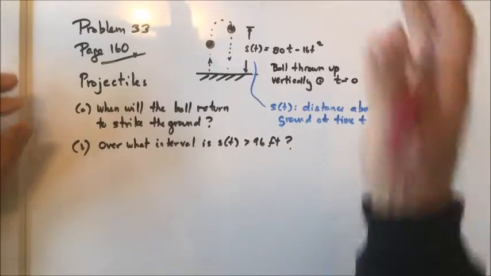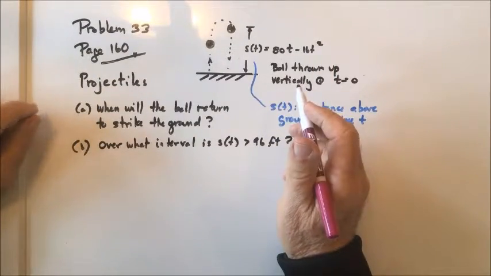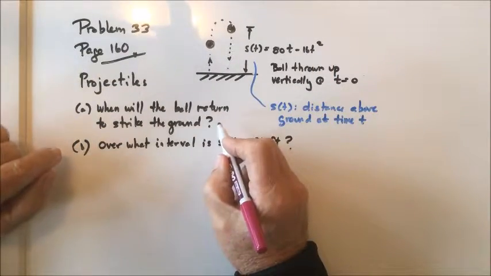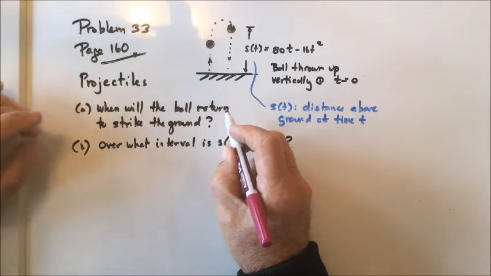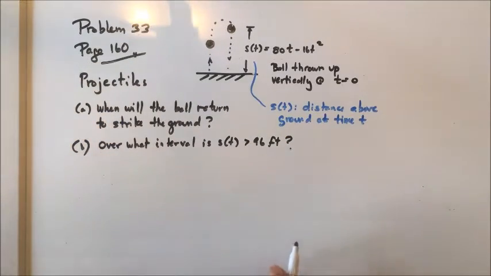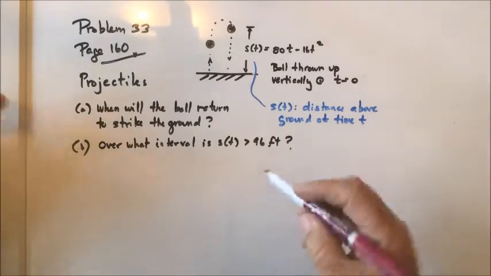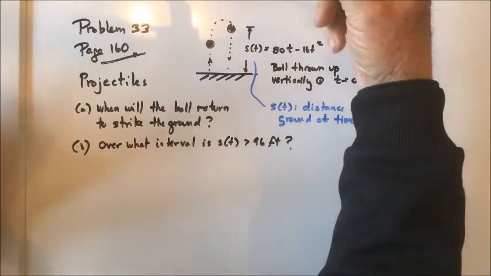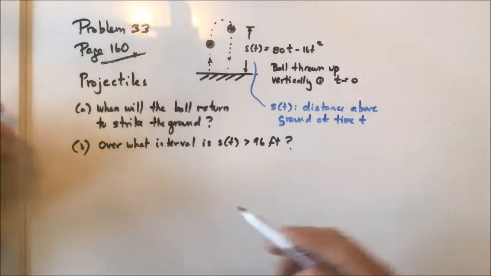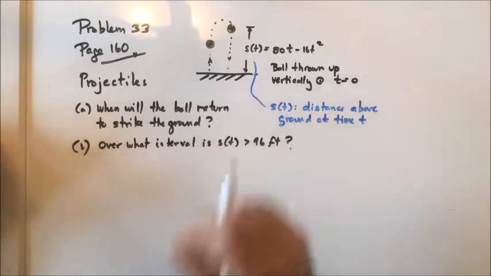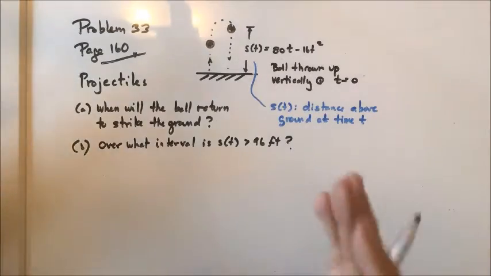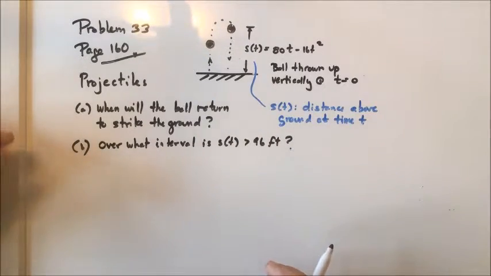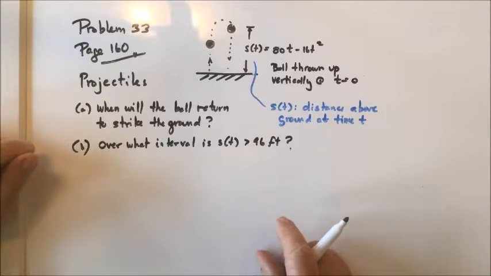The ball's on the ground and it's been thrown up into the air, and the questions that are asked are: when will the ball return to strike the ground? And the second question is, over what interval is the height greater than 96 feet? The ball's going to go up, go over 96 feet, pause for a moment, come back down, go below 96 feet. So we're going to find the time going up, the time coming down, subtract the two and get an interval. Something not unlike that.